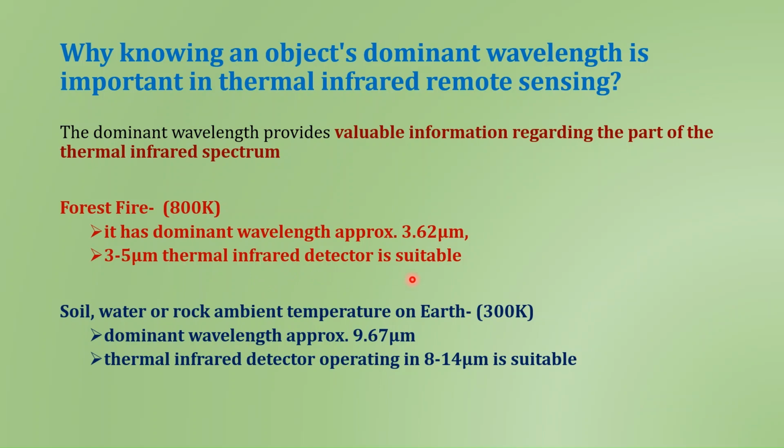But suppose if we have to study about the ambient temperature of the soil, water or the rock on the earth, which is having the approximate temperature of 300 Kelvin. So the thermal energy which is emitted from these objects will be having the dominant wavelength approximately 9.67 micrometer. So for these, the thermal infrared detector operating in 8 to 14 micrometer is suitable.